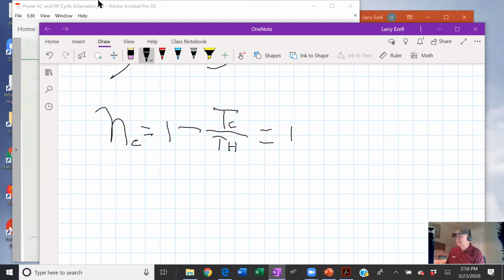So that's 1 minus. Now, I've seen temperatures of 600 degrees all the time, probably higher. TC is generally around ambient temperature, a little above. Ambient temperature is about 25 or so degrees C. So that's around 300 Kelvin. And I've seen temperatures of 650.